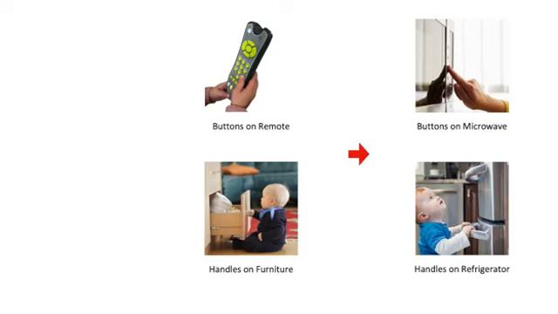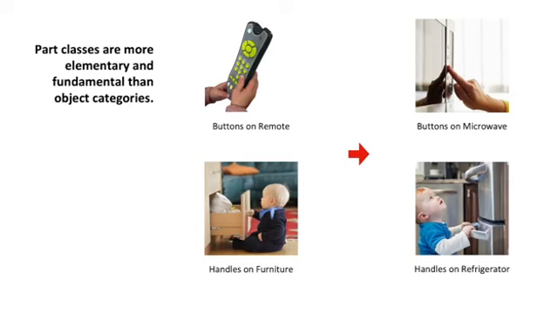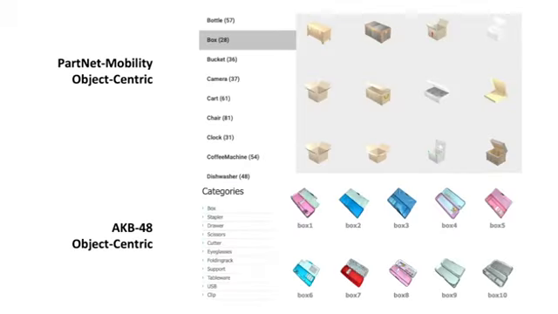We thus argue that some part classes are more elementary and fundamental than object categories and thus worthy of more research efforts. However, existing interactive datasets such as PartNet Mobility and AKB48 datasets are all organized by object categories, thus they don't support the study of part perception and interaction problems across different object categories.